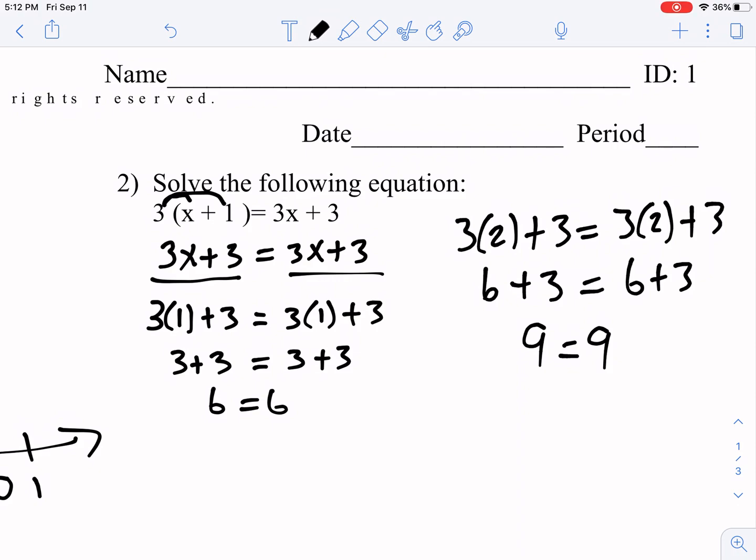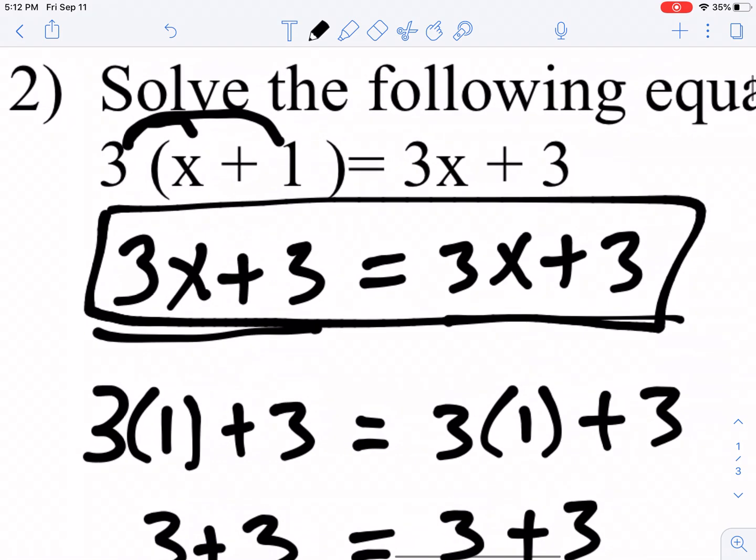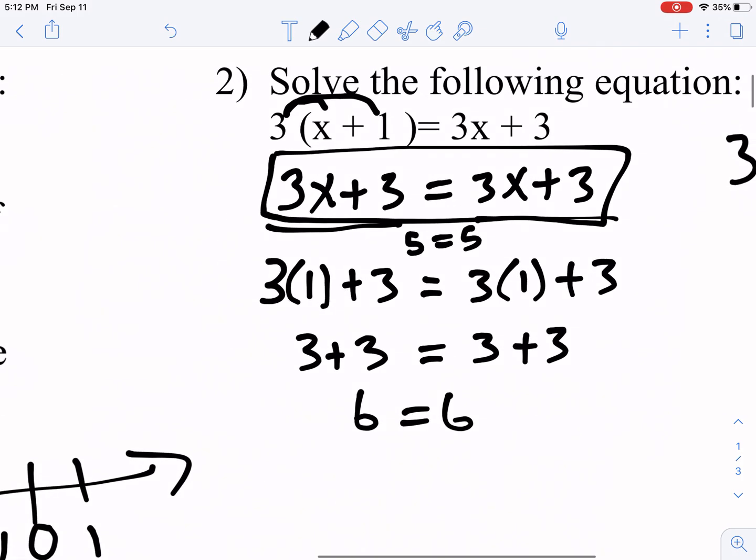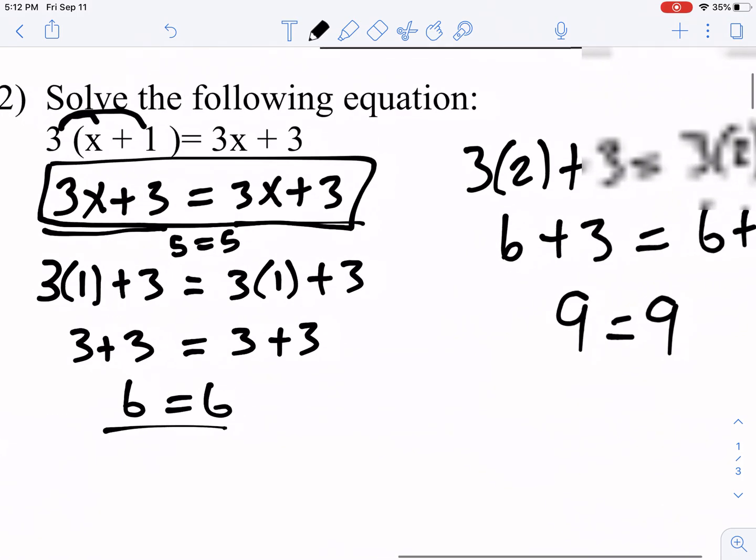Well, yeah. Anytime we run into this situation where both sides are exactly the same, we have 3x plus 3 equals 3x plus 3, it doesn't matter if it's something like that. It doesn't matter if we end up with 5 equals 5. As long as both sides are exactly the same, then it doesn't matter what x is. x could be any real number, okay? We can plug in any number for x, and we will always get both sides to match.